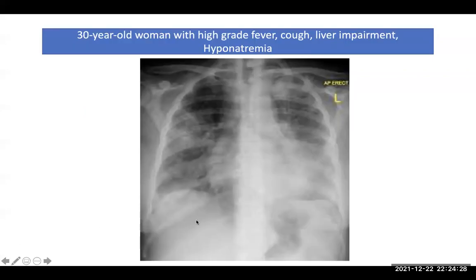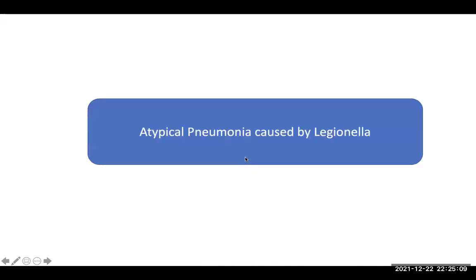Look here: just from the history and some investigation, this patient has liver impairment and hyponatremia with bilateral involvement of the chest, so it is most likely caused by Legionella pneumonia. The moral of the talk is that from the X-ray, with some history and also some lab investigation, we can suspect that organism. It is very important, because if you can't imagine the organism, and if you don't know about it, you can't treat the patient properly. So you have to give the proper treatment for this patient.